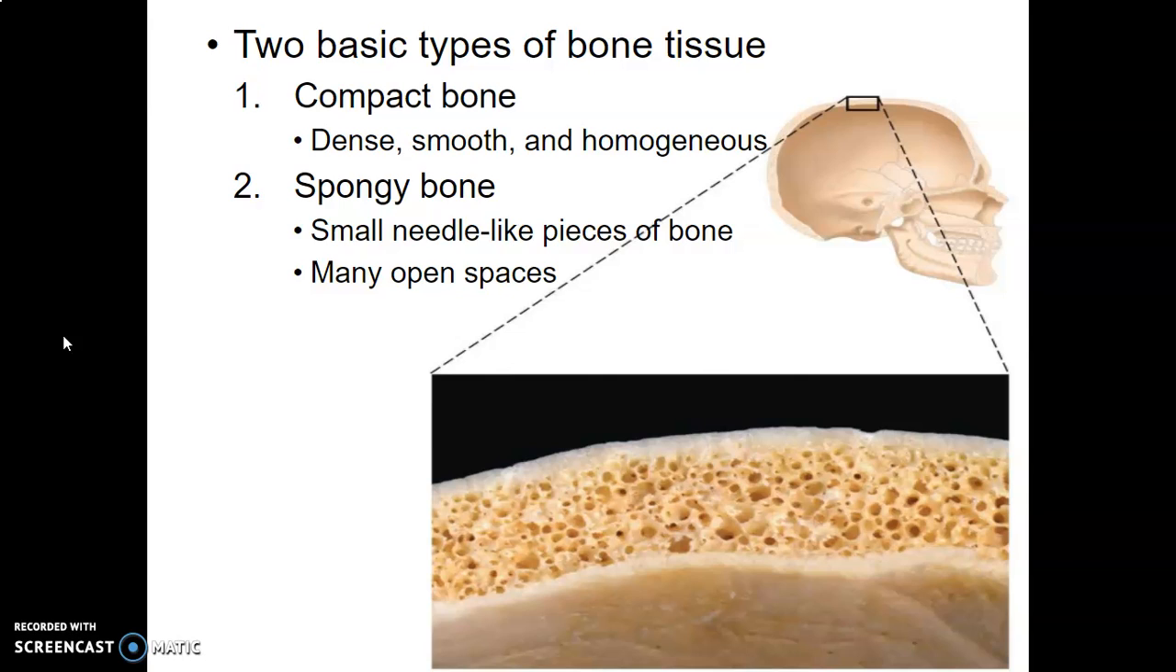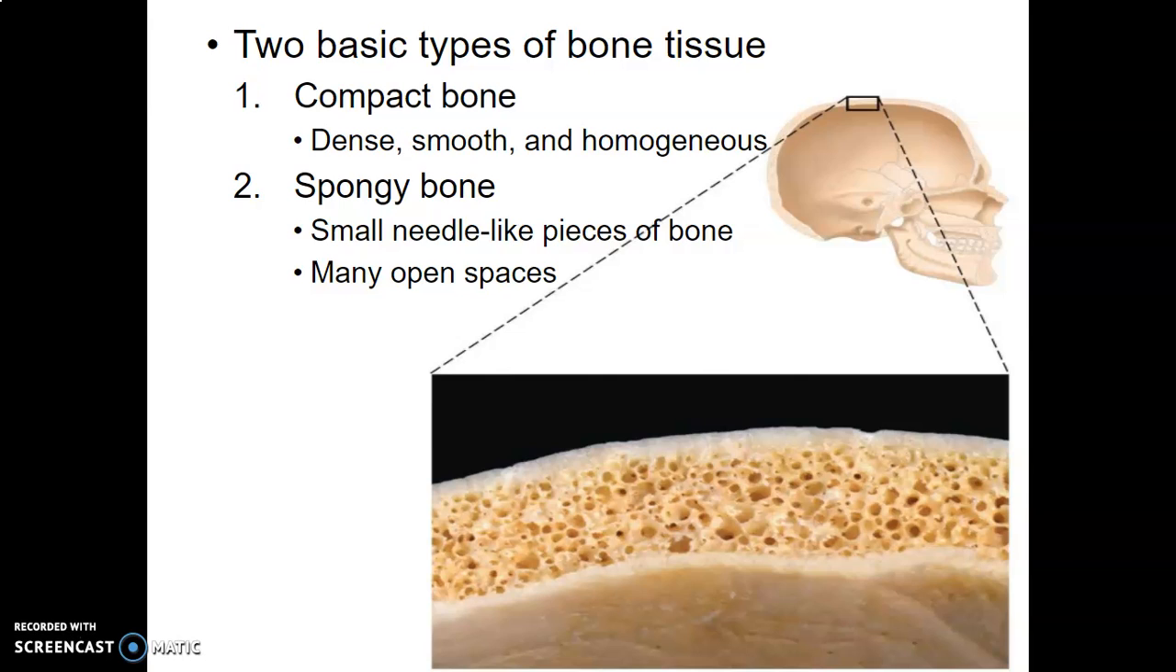I told you can break bone down in different ways. Another way you can break it down is based on what the tissue looks like, what it's comprised of. We have compact bone and spongy bone. Now, with compact bone and spongy bone, we'll see in different types of bones, they both exist.